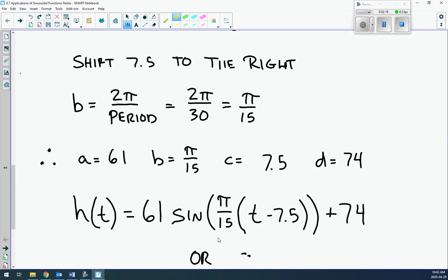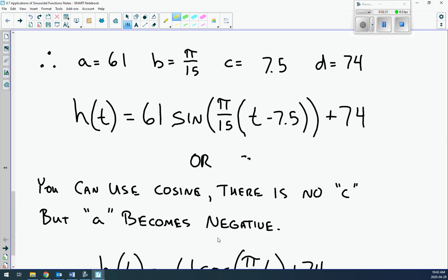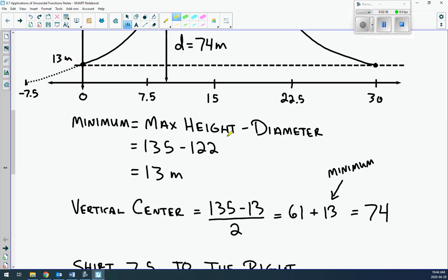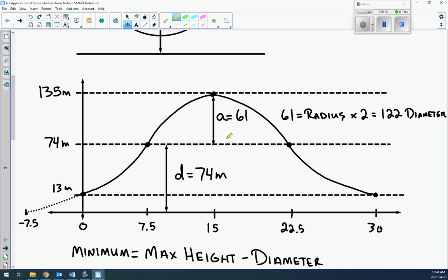Cosine would be a little more difficult. You can use cosine, but there's no C value, and A becomes negative because the whole thing is flipped upside down. So if you want to do it that way, you can do negative 61 cos of pi over 15 t, plus 74. That one's a little bit harder to do. I find the sine in this case is the easiest, because the graph we did looks like a sine curve to start with. Okay, flip the page and we'll talk about question number 2.